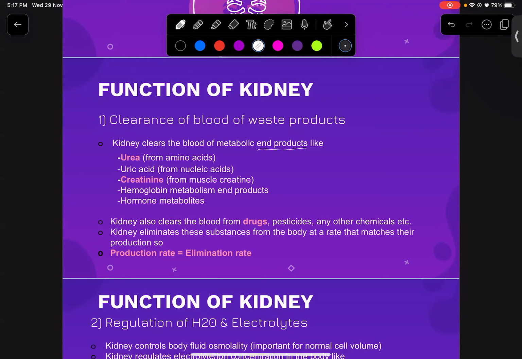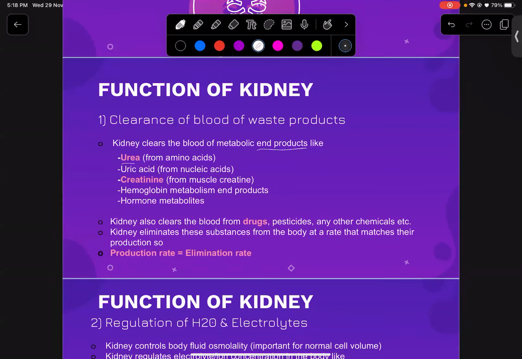For example, amino acids, after they get broken down, give you urea. Muscle creatine, after it gets broken down, gives you creatinine. And there are other things like nucleic acids or uric acid, all of which should be excreted out of the body. The most important ones that you need to focus on would be urea and creatinine, and you'll see why soon, inshallah. Also, the kidney clears the blood of drugs.